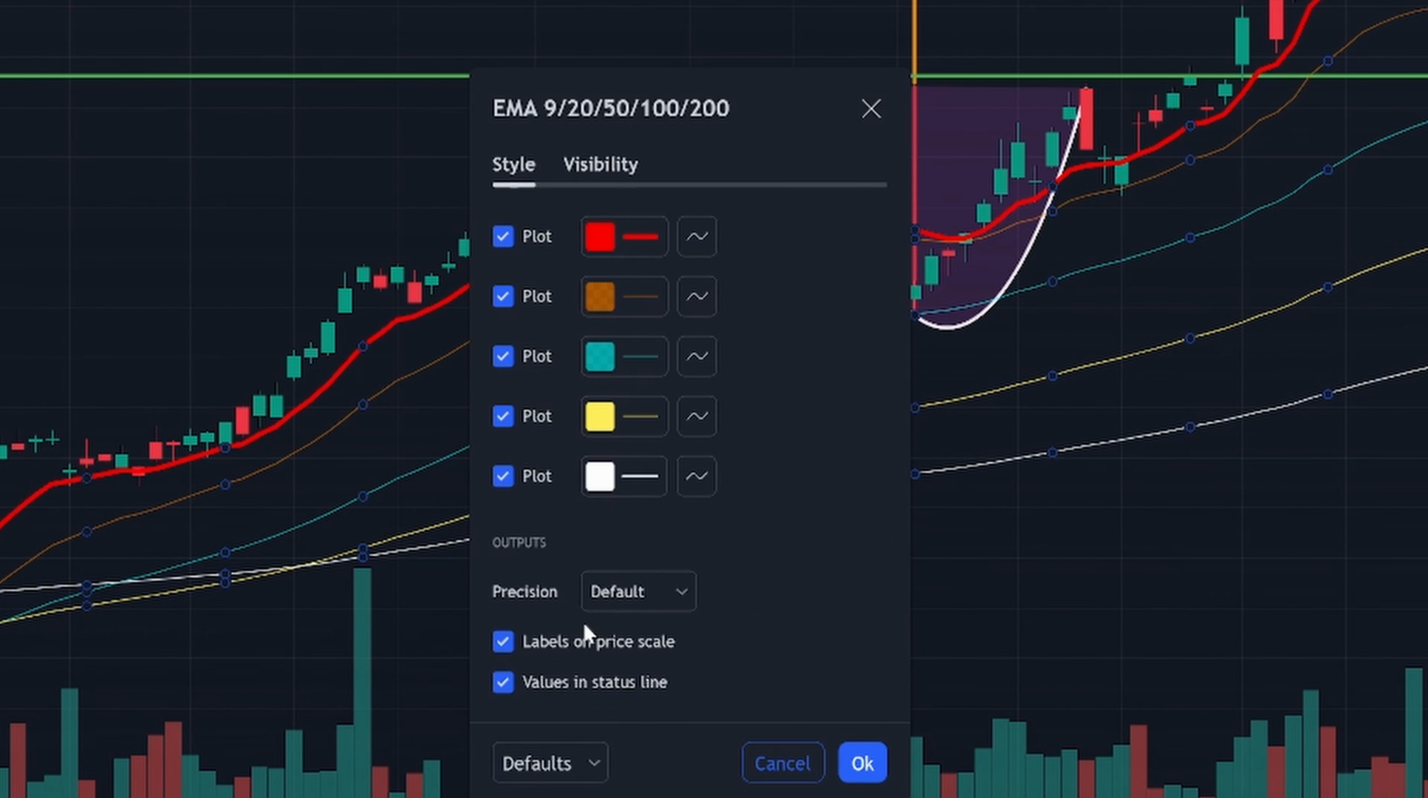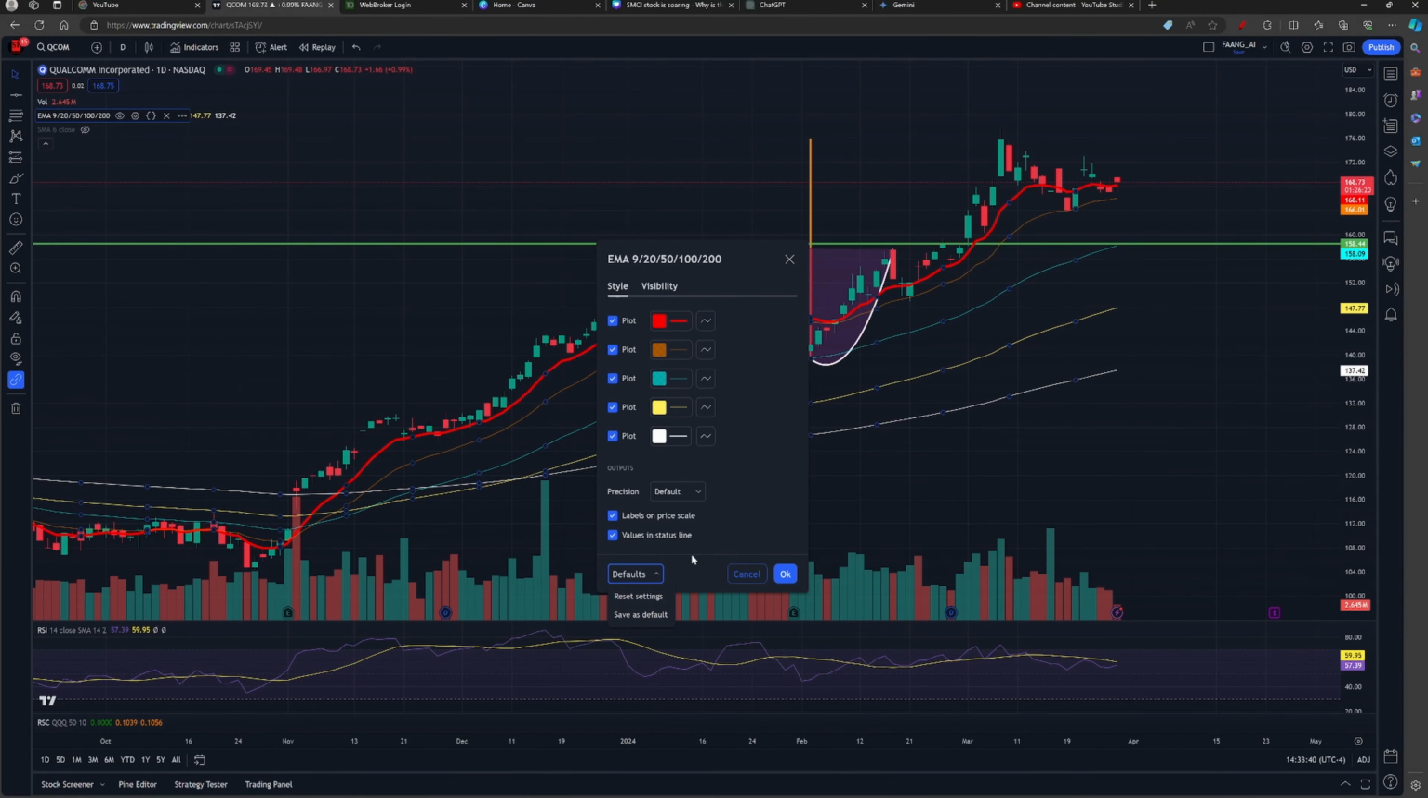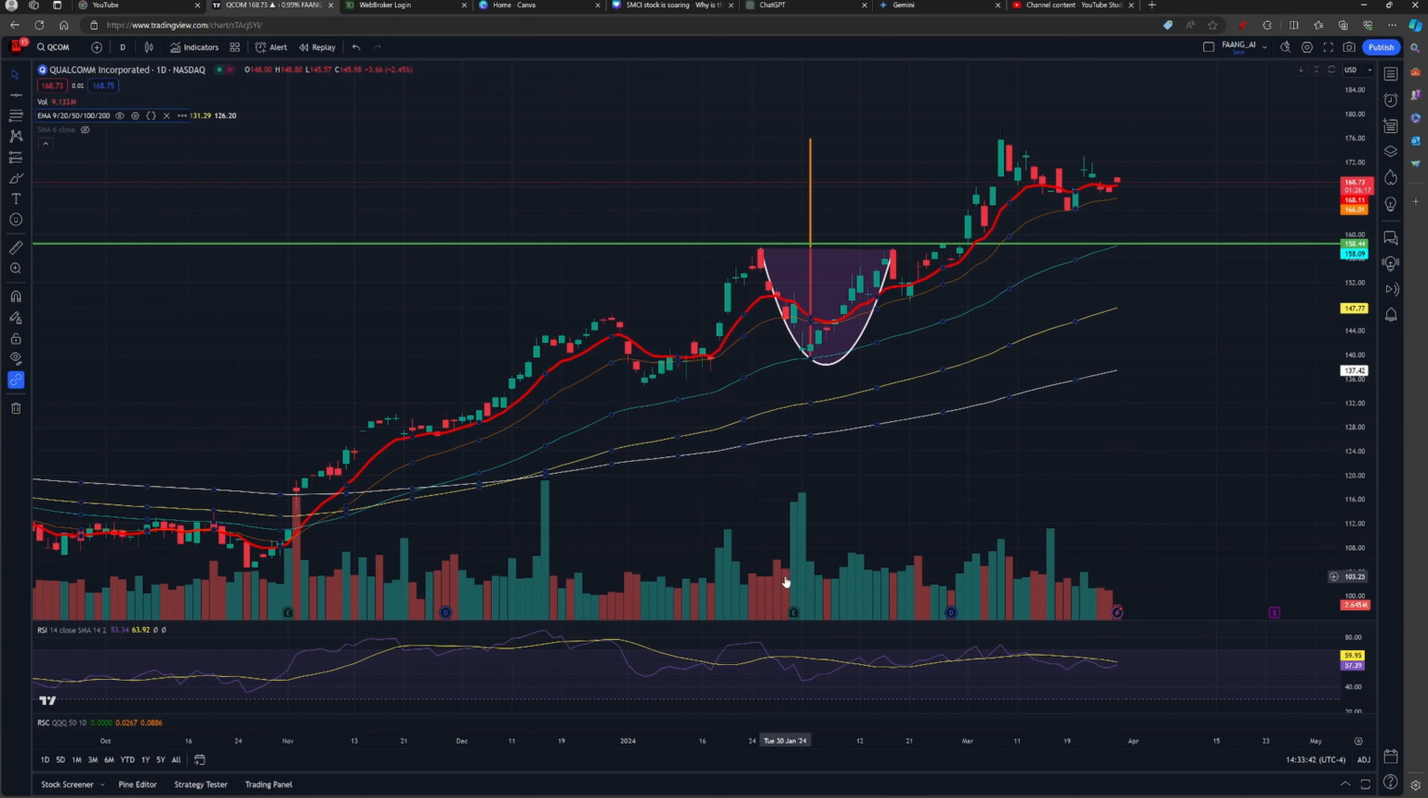We can set the colors. This is the same for any of the platforms that you go into. They allow you to have these charts, and instead of defaults, you can reset the settings, and you can put your own numbers there of how many days you want. Now, let us go into how we use this.